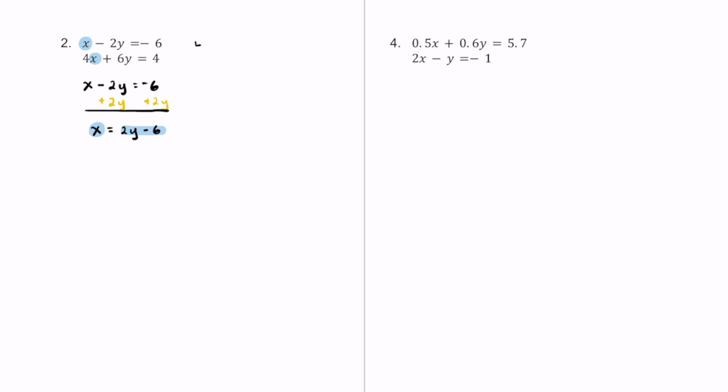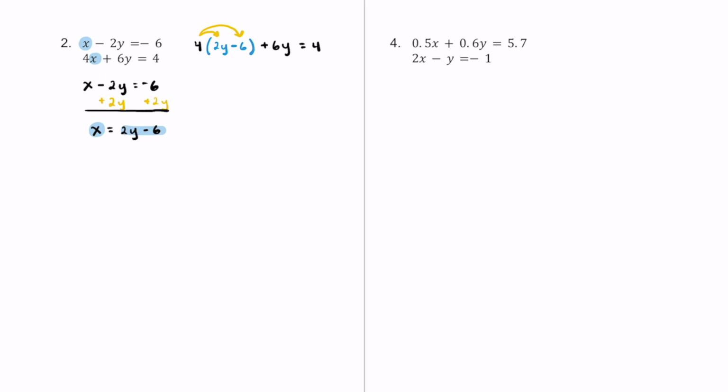Okay, so I'm going to go ahead and do that here. Let's say we have 4 multiplied by the quantity of this 2y minus 6. Again, that's the same thing as x. And then we're going to go ahead and add 6y to that and say that's equal to 4. Okay, again, that's the same thing as the second equation. We just made a substitution for x. Now we have an equation with just y, so we can actually solve for y, right? Only one variable now.